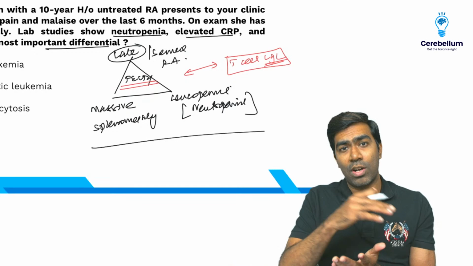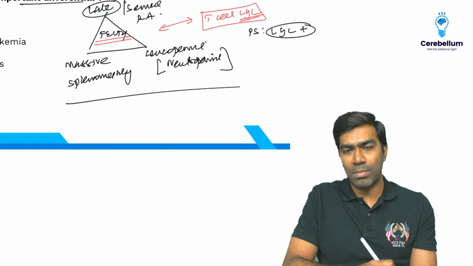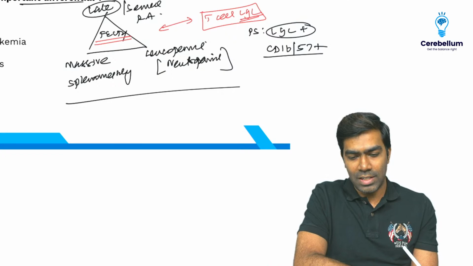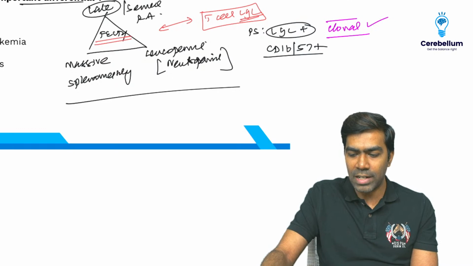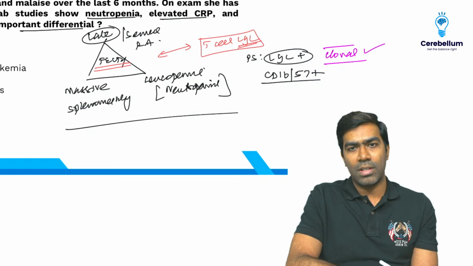You have to look at the peripheral smear. In the peripheral smear, you will see large granular lymphocytes. The LGLs will have the classic markers: CD16 and CD57 will be positive. And you can prove the clonality. These will be clonal cells. Whenever you talk about clonal cells, same type of cells, clones, it's malignancy. So this is in fact the only way to prove whether it is T-cell LGL or not. So you have to look at the peripheral smear, and look for the large granular lymphocytes.